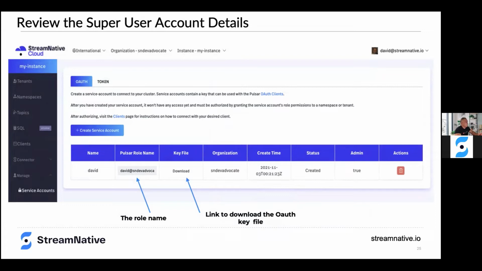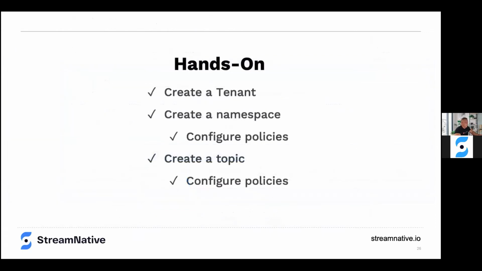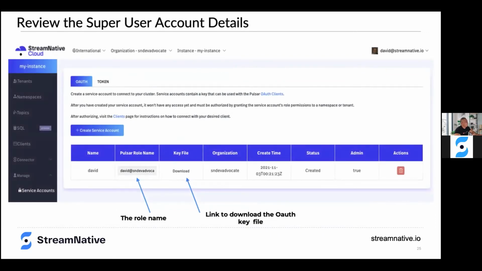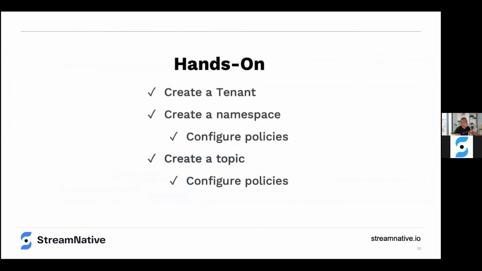There's also a token tab as well, which I guess I took that slide out, which if you click on it, it has a similar download for the JWT token. If you want to use JSON Web tokens for authentication rather than OAuth, that's also an option. So again, these are the steps you do once to get the cluster up and running.